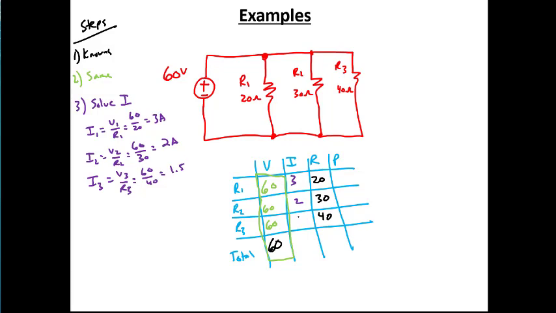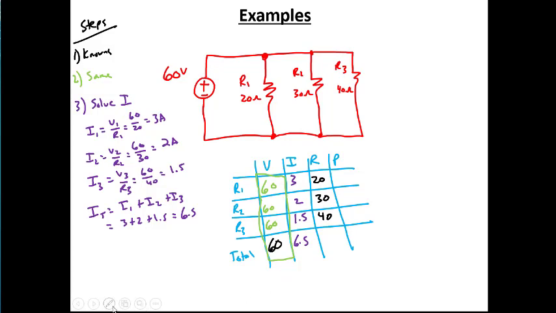And so we'd have 1.5 here. I total is the sum, I1 plus I2 plus I3. 3 plus 2 plus 1.5. And we get 6.5 amps for the total.